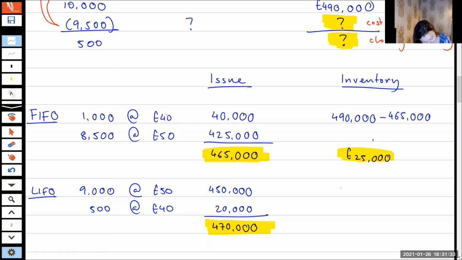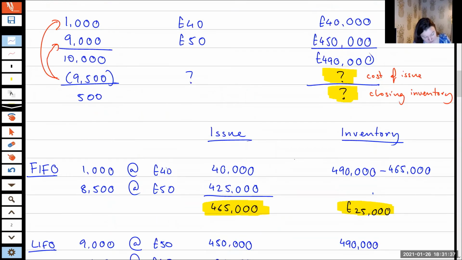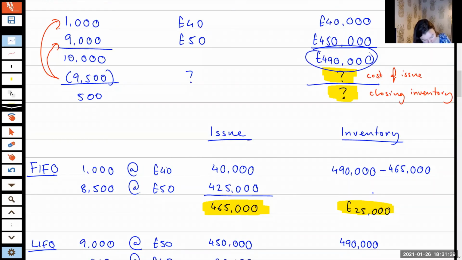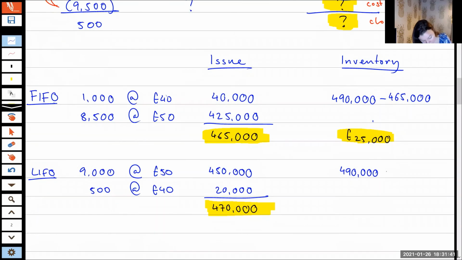Well, exactly the same as before. We had bought in 490,000 overall. That was our total figure. We have now issued £470,000, which means we have £20,000 left in inventory. So I now know my issue and inventory valuations for LIFO.